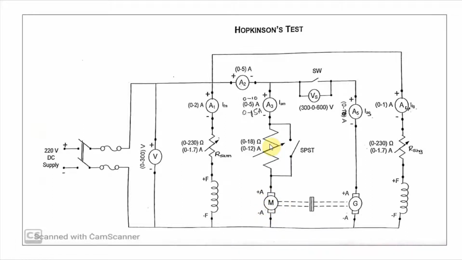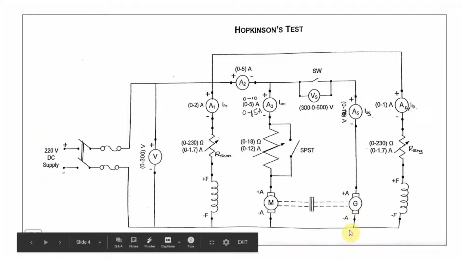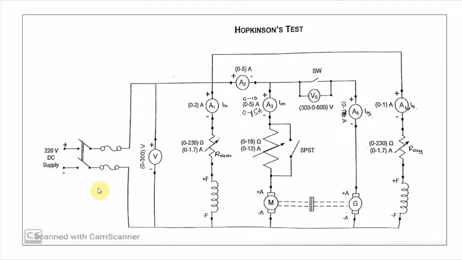Then we change the field rheostat of DC generator, that is RSHG, and we vary the terminal voltage of this DC generator. So we will vary till this terminal voltage is equal to the DC supply, that is 220 volt. So once the terminal voltage of the DC generator is equal to its DC supply voltage, then we say that the generator will be in floating condition. That is, it neither takes power from the supply nor supplies power to the DC supply.